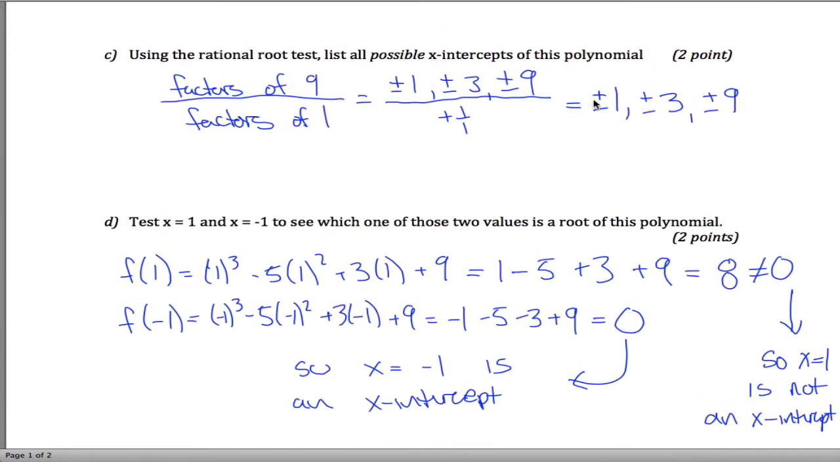So up here in part C, I figured out we have these 6 possibilities. I just checked 2 of them. I didn't check the 3's and the 9's. I checked plus or minus 1. Found out 1 doesn't work, but negative 1 does work. Okay.